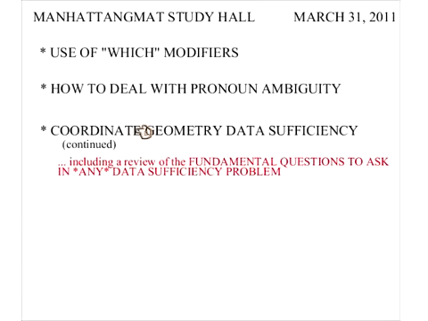We are going to look at the use of which modifiers, the use of pronoun ambiguity in sentence correction, and then after halftime we're going to talk about coordinate geometry, data sufficiency, part 2. So we have to start off with the usual warnings.